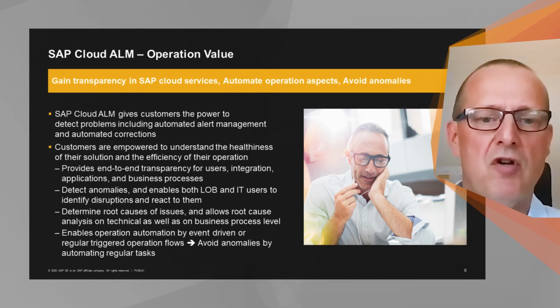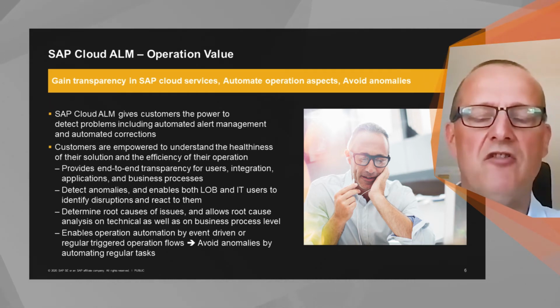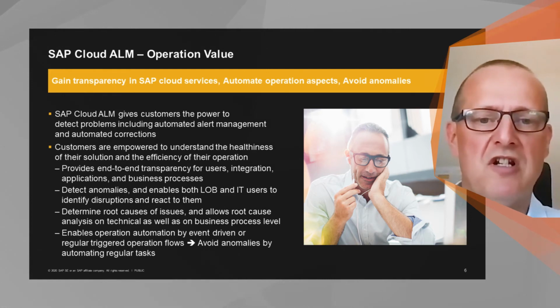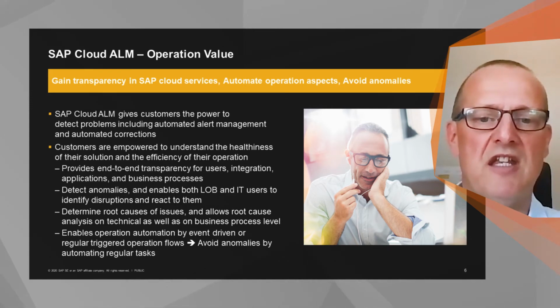SAP Cloud ALM for operations also has the clear target to build a bridge between line of business and IT. Why is this so important? Simply because cloud solutions are more and more operated, or at least influenced, by the line of businesses. So appropriately, we need to enforce a good relationship between line of business and IT.